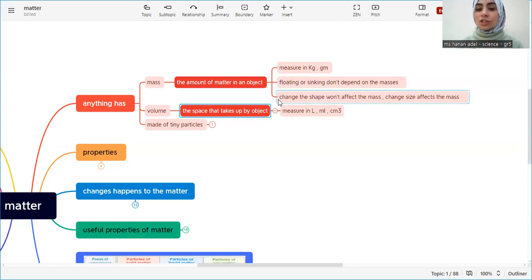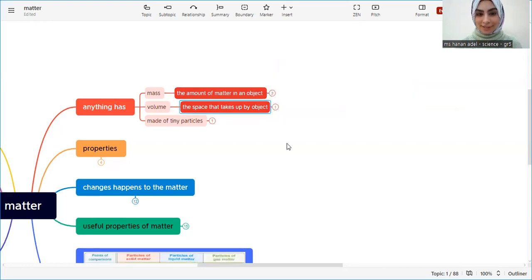The next one is that changing the shape will not affect the mass. I have a paper, then I change its shape, I put it on the balance, it still has the same mass, nothing happened. But if I cut this paper into two halves, it will give me a different mass. So changing the size will affect the mass, but changing the shape will not affect the mass. Pay attention to this point.